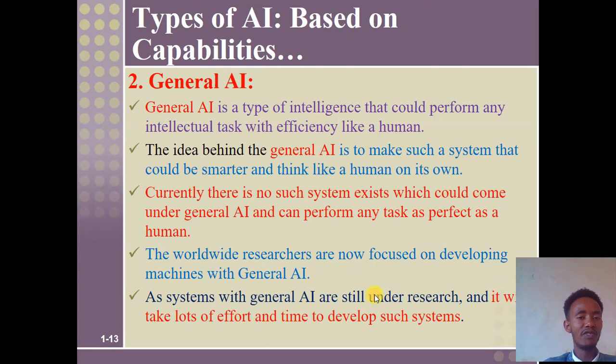The second one is general artificial intelligence. This is a type of intelligence that could perform any intellectual task with efficiency like a human. It is able to perform any intelligent activity like a human being on its own. The idea behind general artificial intelligence is to make a system that could be smarter and think like a human being.